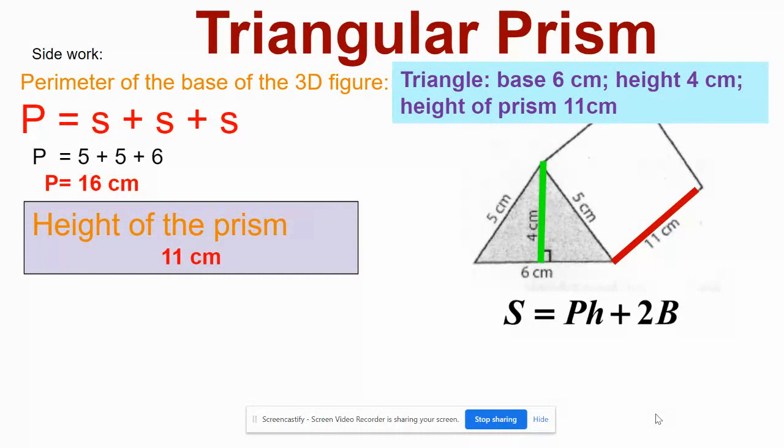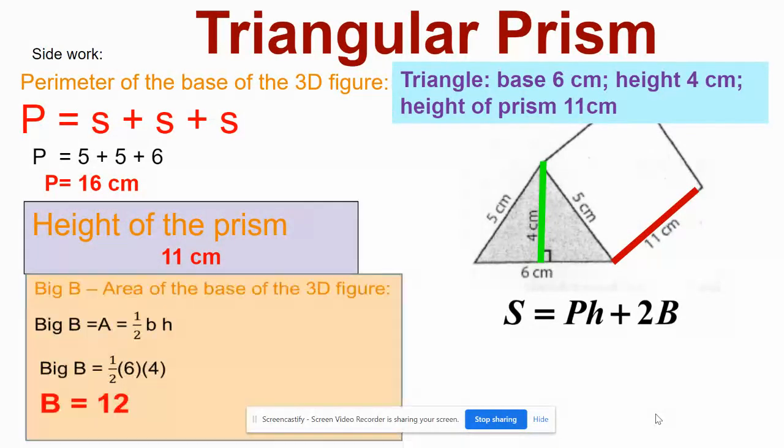Now let's calculate big B. Big B is the area of the base, and we've identified the base as a triangle. So we calculate the area of a triangle by using the formula half base times height. And we know the base of our triangle is 6. The height of our triangle is 4. And when we plug that into our formula, we get big B is 12.